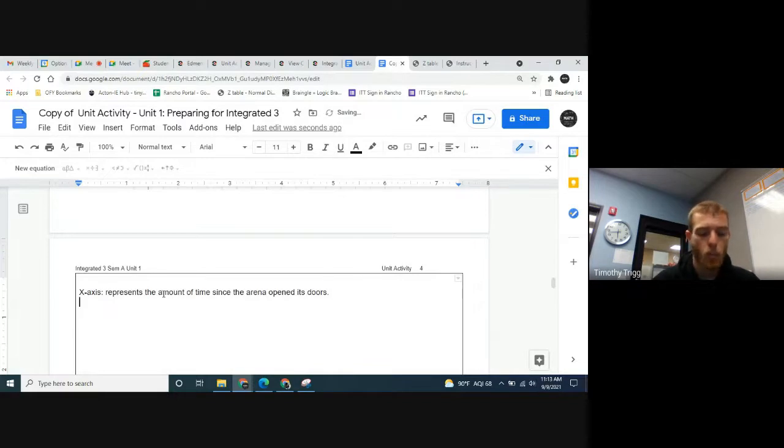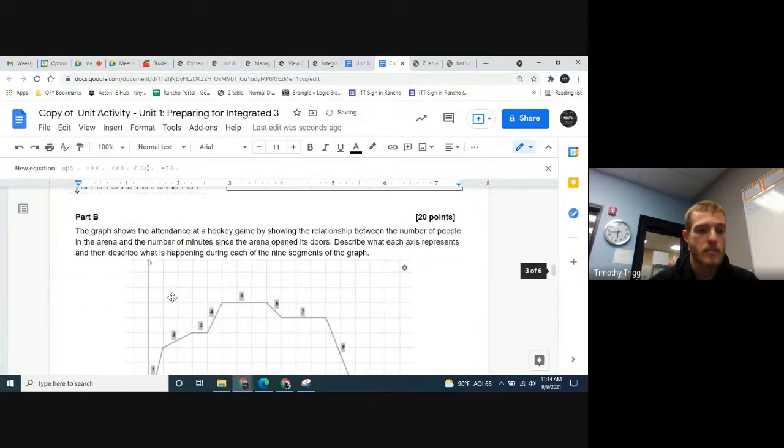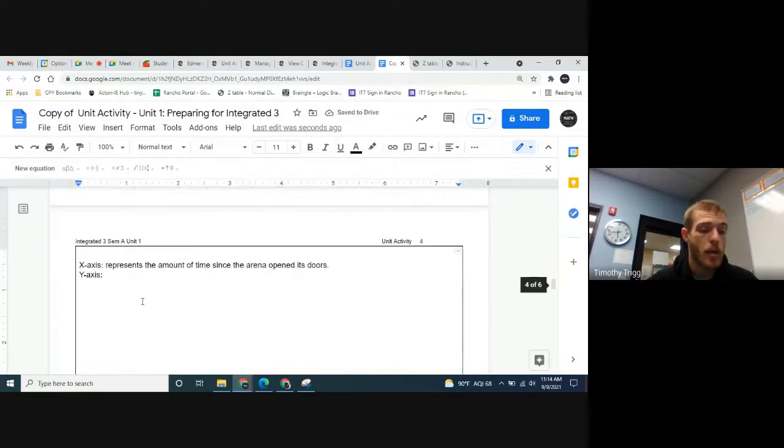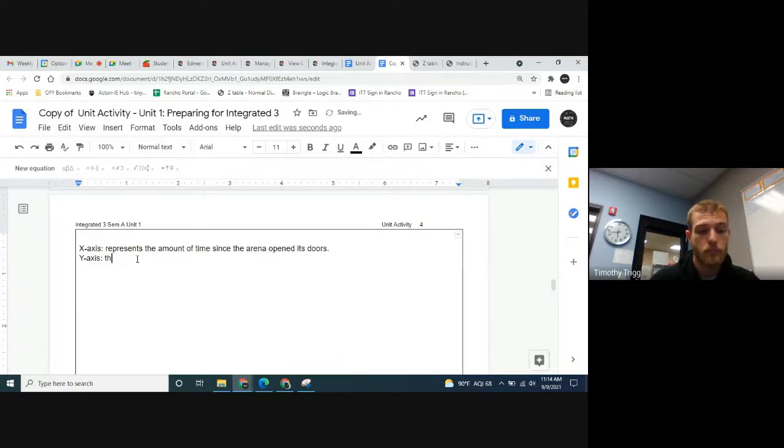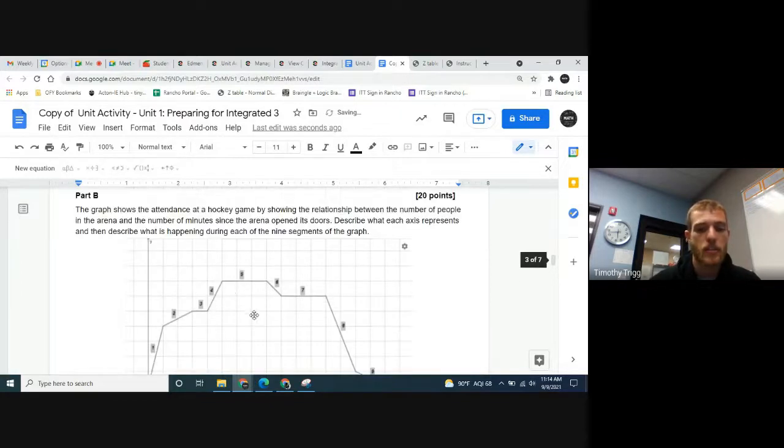Okay, what about the y-axis? What does the y-axis represent in this graph? Well, the y-axis represents the number of people in the arena. The amount of people in the arena. Now let's talk about what each of these kind of represents.